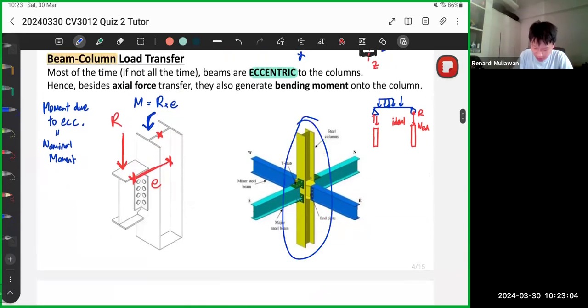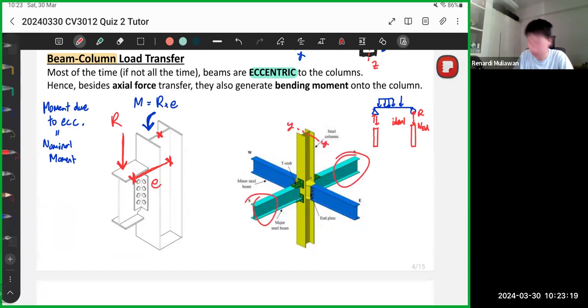Most cases, the columns are attached to not only one beam, but a few beams. In this case, there are two beams going to the YY. So these two light blue ones make a moment about the YY direction, while the darker blue makes the moment about the ZZ direction. Again, how do I know YY and ZZ? You must look at the column itself. YY is parallel to the flange. So this is YY. So there are two moments induced.